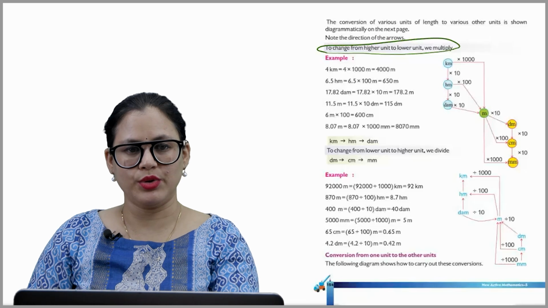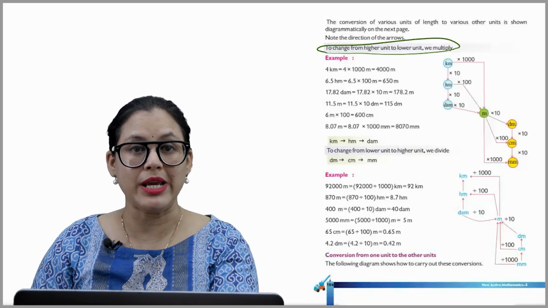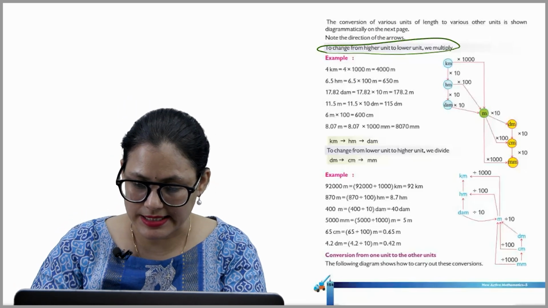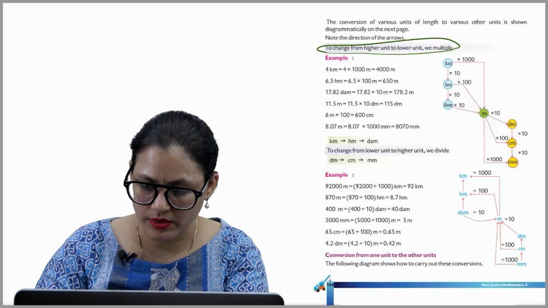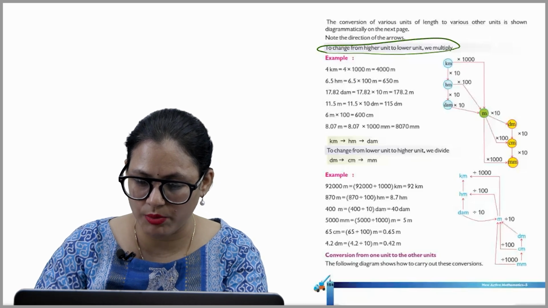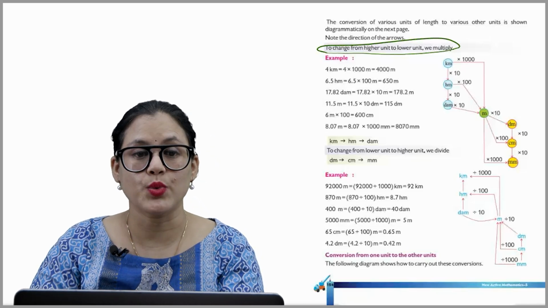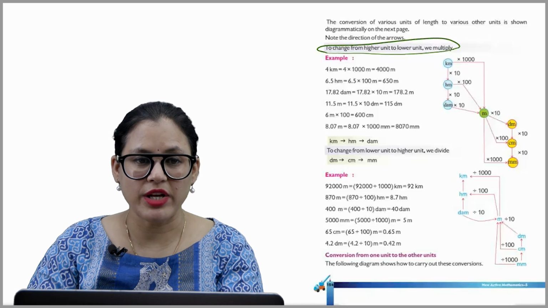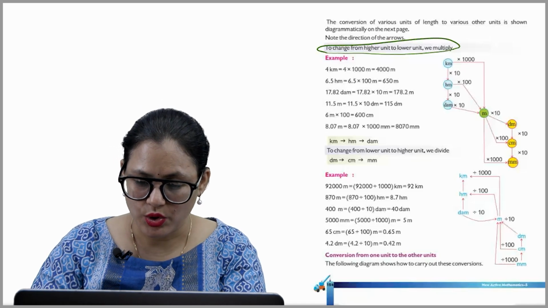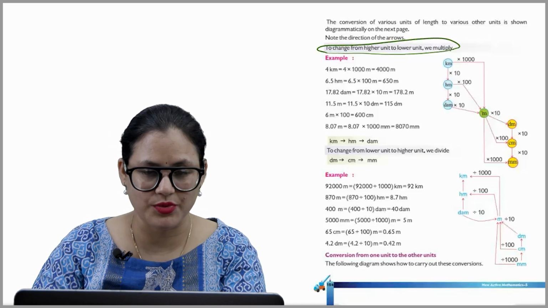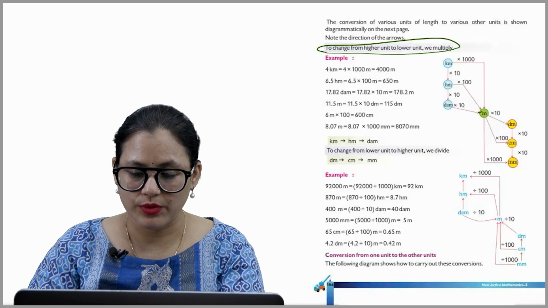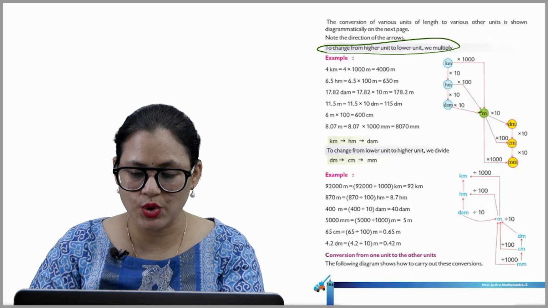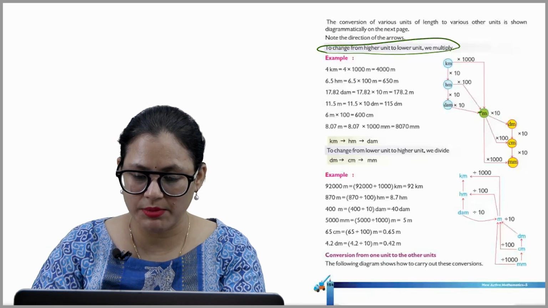Example, 4 kilometer, you have to change it into meter. So see, this is kilometer, this is meter. So you will multiply by how much? 1, 2, 3, 1000. Then 6.5 hectometer is there. You will multiply this by 100. And then 17.82 decameter is there. You will multiply it by 10.